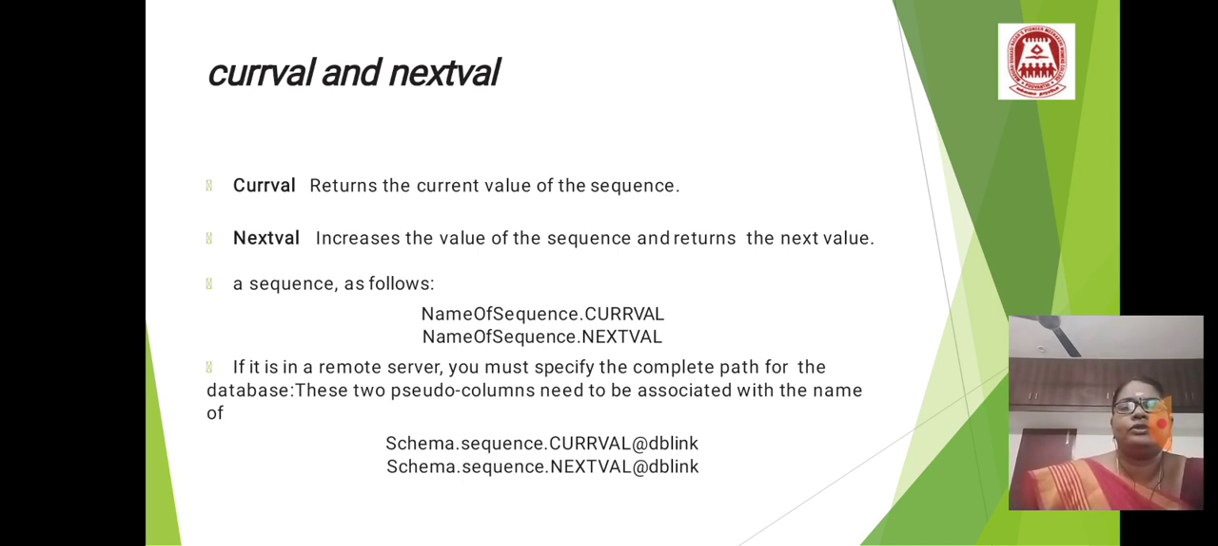This is the syntax we should follow to use the sequences. The name of the sequence, which is already available at the time of creation, dot CURRVAL; sequence name dot NEXTVAL. With the help of the dot operator, I can make use of the CURRVAL and NEXTVAL pseudo columns. If we are on a remote server, to access the complete path of the database we have an add-on keyword: schema.sequence.CURRVAL@dblink, schema.sequence.NEXTVAL@dblink. We can use it like this.